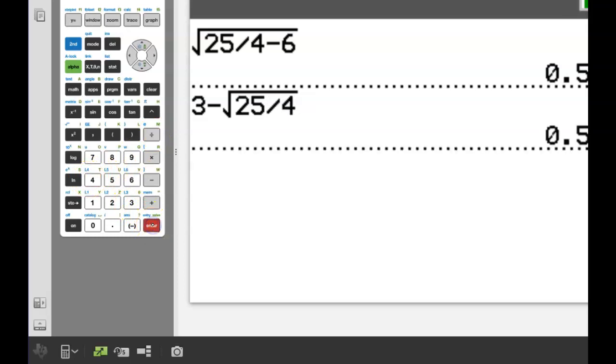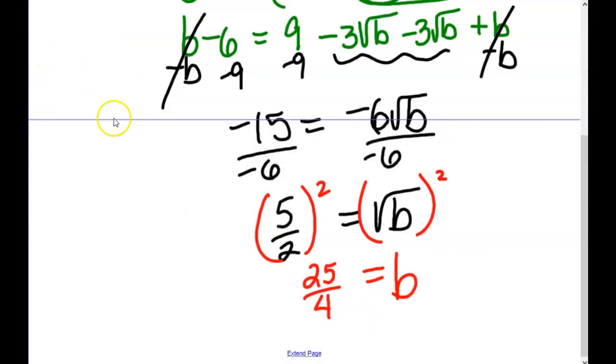I just wanted to show you how I check. The left side equaled the right side when I put it in my calculator, right? Okay. So that checked.